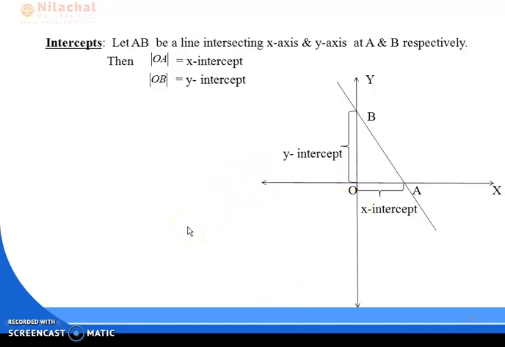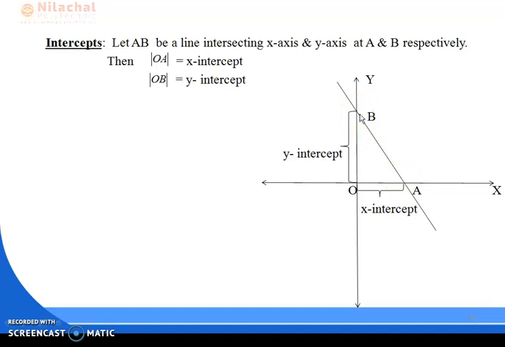What do we mean by intercept? Here we just see the figure. This is the x-axis, this is the y-axis, and this is the line. This line cuts the x-axis at point A and cuts the y-axis at point B. These are the cutting points, meaning intersecting points. We can say that this line intersects the x-axis at point A and the y-axis at point B.